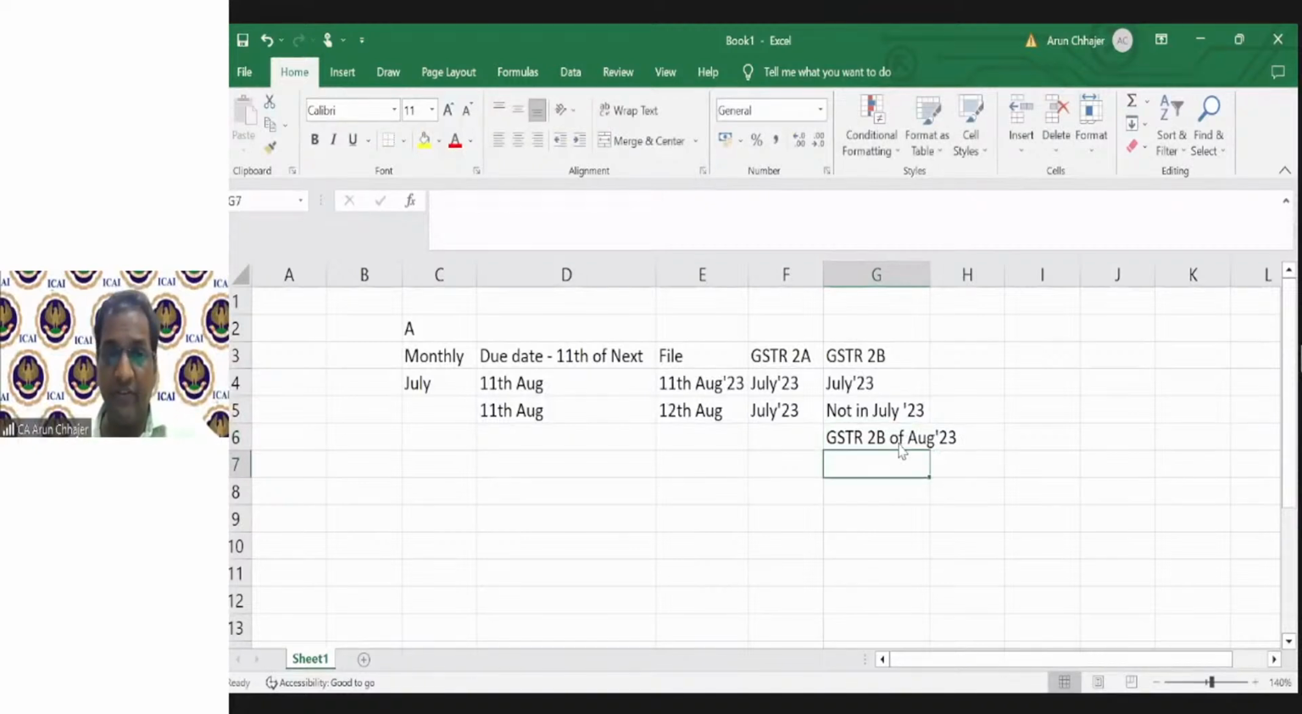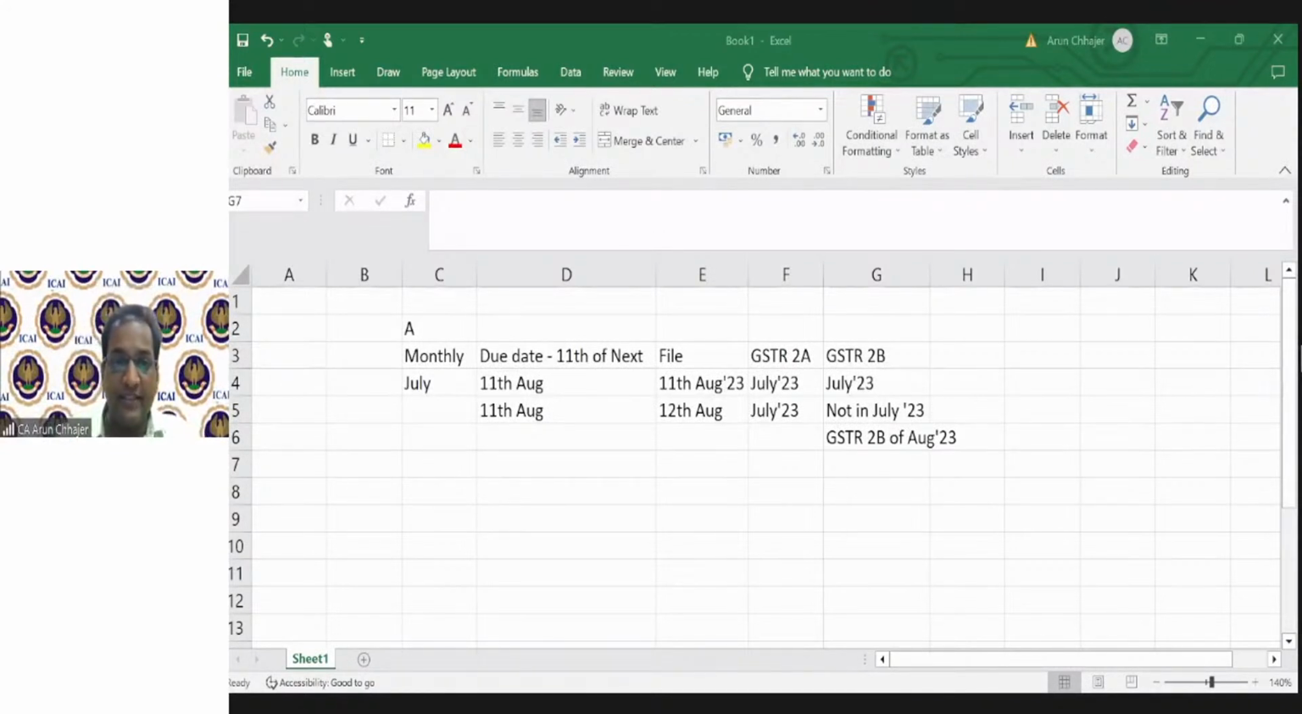Is it clear? Everyone is requested to confirm that. Vaishali and Mrs. Farah Sayed and all the participants. What is the difference between 2A and 2B? Is it clear?